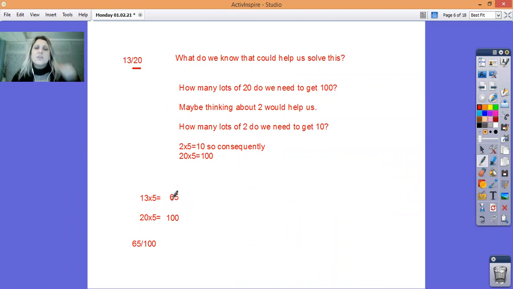So obviously our knowledge of times tables is very useful here, or you can just work it out in the column method by doing 5 times 3 equals 15, and we will have 1 ten as our exchange, and then 5 times 1 ten is 5 tens plus 1 ten as our exchange, so we will have 65. Okay, then 20 times 5, we just said it equals 100. So our number will be 65/100, so 65 hundredths.